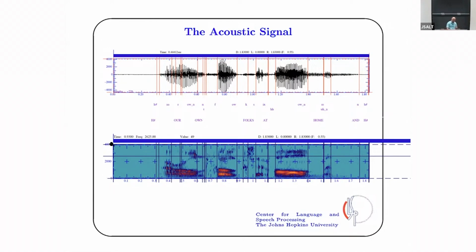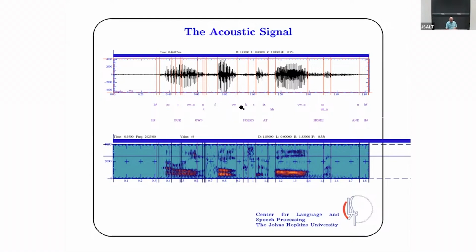The frequency in this picture goes from 0 to 4,000 hertz. Time goes from 0 to 1.8 seconds. What you see over here is when somebody's saying "oh," you see a lot of energy in two spectral bands. There's another O over here, and you see energy in two others. It's the same two spectral bands, more or less. There's a third O here. This is "own," "folks," and "home." And that O also has energy.